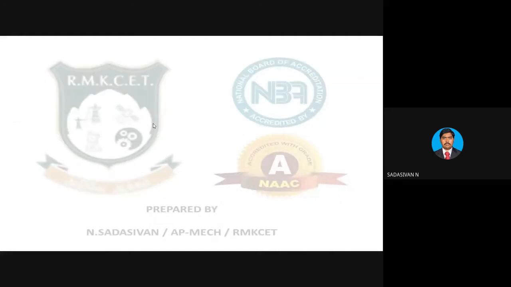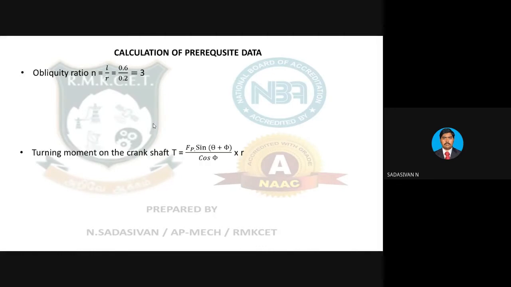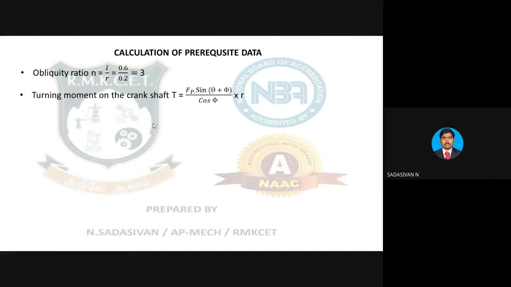Okay, so let us start the problem. What are all the things I have already? n is equal to l by r. Connecting rod length is 0.6 meter. Crank radius is half of the stroke length, 400 mm by 2. It was taken as 0.2. So put it here, n will be 0.6 by 0.2, which is 3. Okay, turning moment on the crankshaft formula. So what are all the things I need to solve this formula? So you look into the formula. So you just don't monotonously do all the problems in the same way.